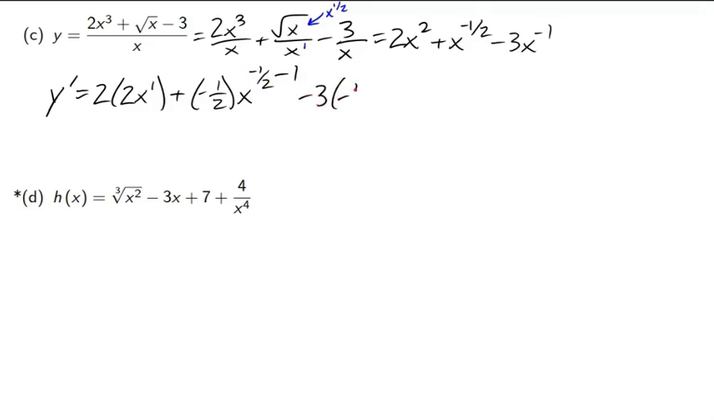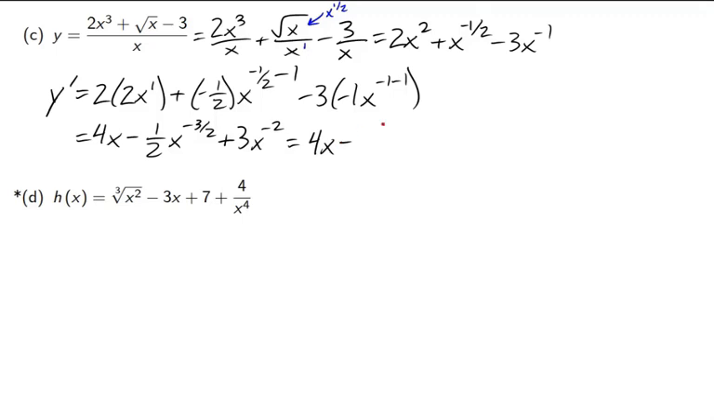Next term, the negative 1 comes in front, and we'll subtract 1 from the power. We get 4x. We'll just go ahead and simplify this plus and the negative. 1/2 x to the negative 3/2 plus 3 x to the negative 2. And finally, to clean that up slightly better, we've got 4x.